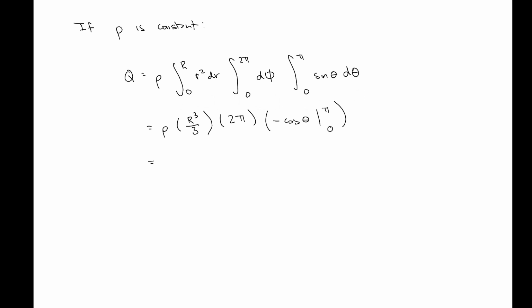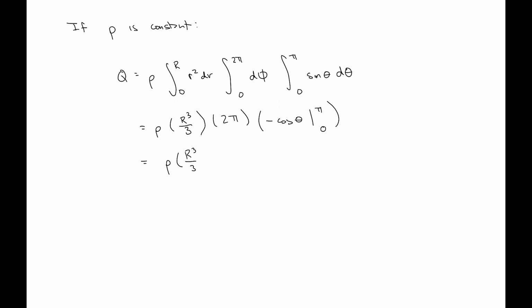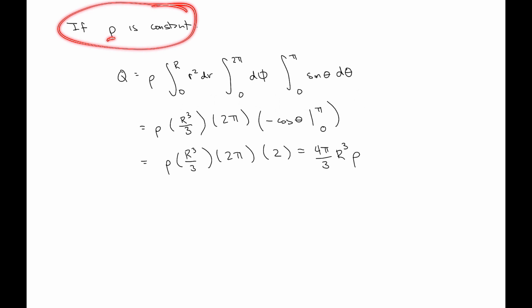Okay, so simplifying that one more time. When I evaluate the limits on that last bit, I'm going to get 2, and I get the volume of a sphere, which is good, times the charge density rho. And again, like you said at the beginning, if rho is constant, you just need to take rho times the full volume of the sphere to get the total charge. But we illustrated some things along the way, so that's okay. All right, so that's the answer to that problem.